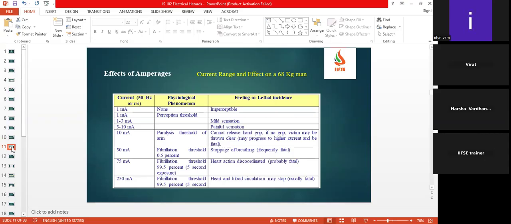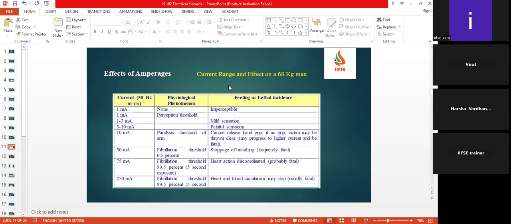So when I say the current ranges or the units, this is an example for an average person of 68 kilograms, men. At 50 hertz, 1 ampere, nothing will happen. Then only 1 ampere is the precision threshold, in the sense we are able to bear it. 1 to 3 amperes, a mild sensation. Then 3 to 10 amperes, a painful sensation, and 10 milliamperes, the paralysis threshold of the arms. So you will not be able to move your arms, cannot release the hand grip. So that is the hold-on type.